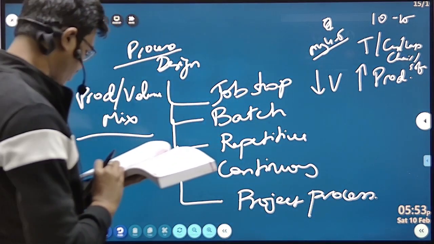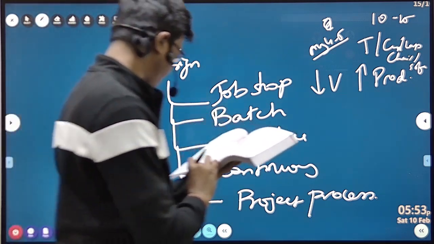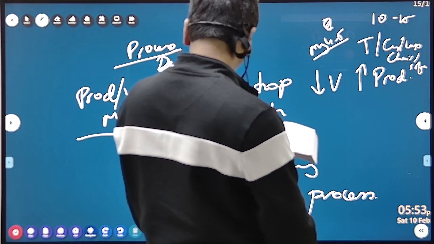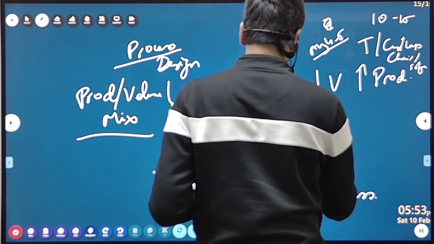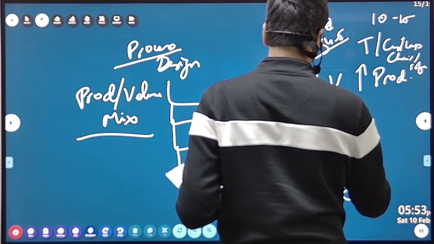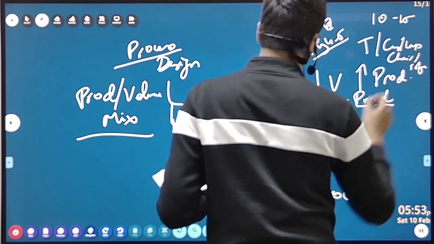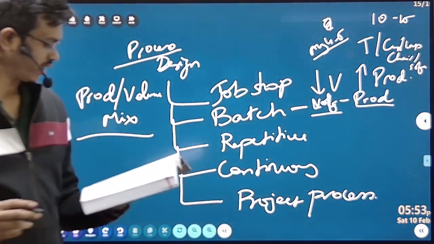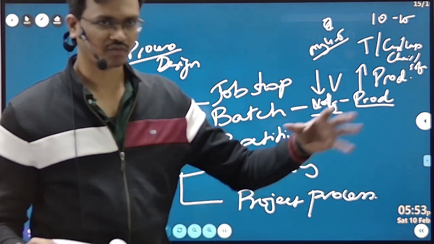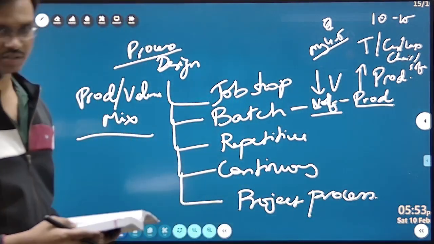And batch process. So in batch process you have moderate volume and moderate variety of products. Not a very high level of products and not very high volumes. The manufacture happens in batches. You take 10 of one product, you manufacture, and then you go to the next batch, and the next batch. So that is the batch process.